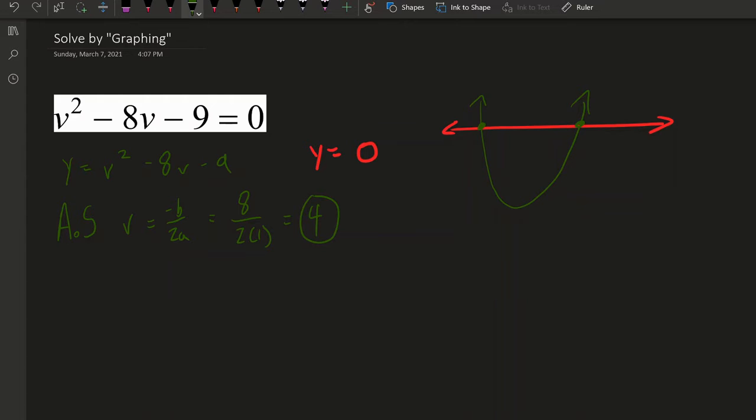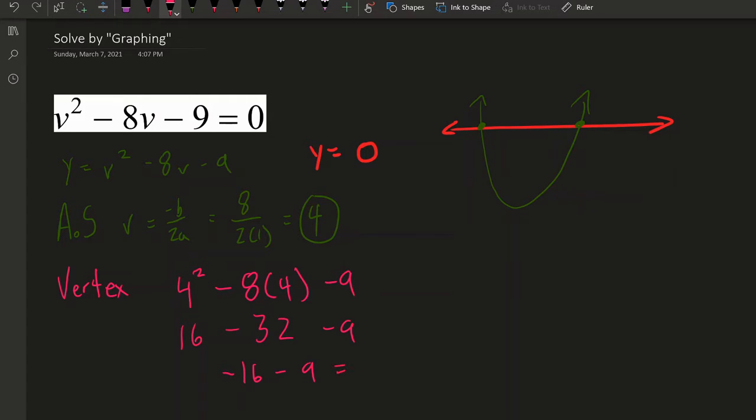Once I know the axis of symmetry, I can move on to finding the vertex. So I would say 4 squared minus 8 times 4 minus 9. So I know 4 squared is 16, minus 8 times 4 is 32, minus 9. 16 minus 32 is negative 16. Take away 9 is going to give me negative 25.